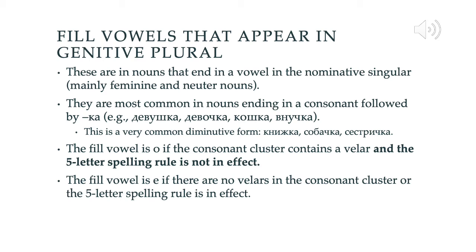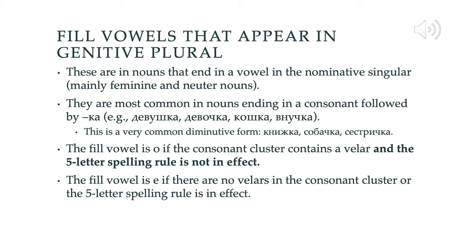Life hack. As I said previously, the fill vowel can be either o or ye, and the general rule is that the fill vowel is o if the consonant cluster it breaks up contains a velar, so g, k, h, and the 5-letter spelling rule is not in effect. And then it is ye if there are no velars anywhere in the consonant cluster, so no g, k, h anywhere in the consonant cluster, or there is a velar and the 5-letter spelling rule is in effect.